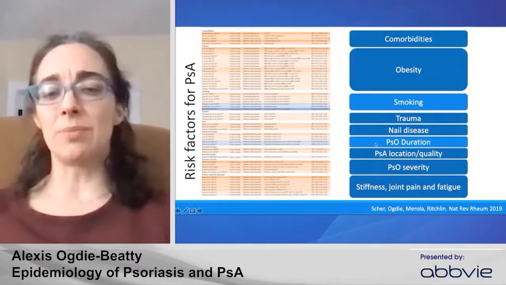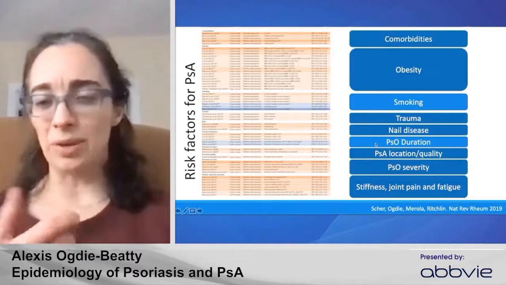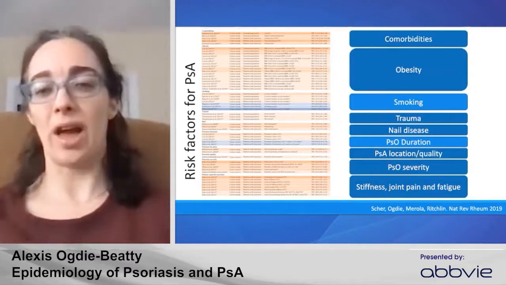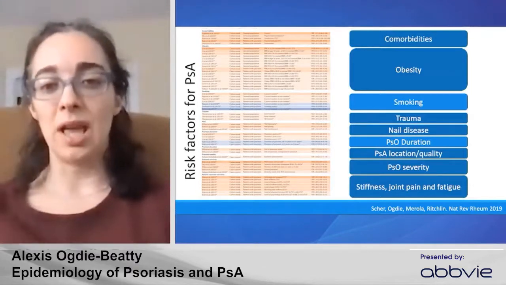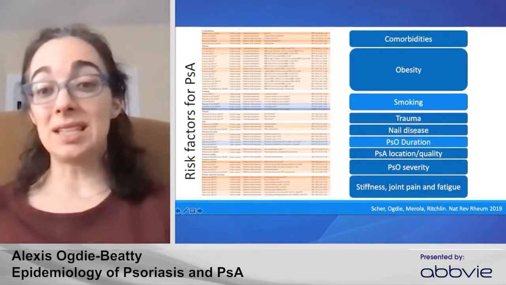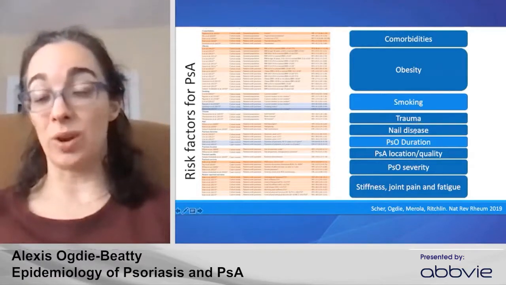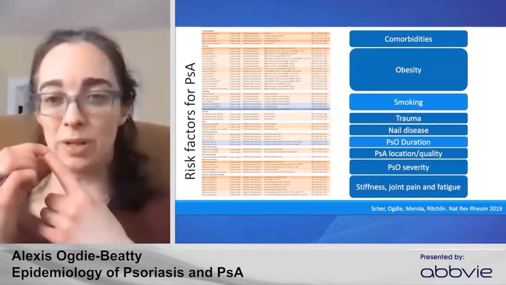Smoking and psoriasis duration, not quite so easily related. Not quite sure about that, not linear relationships for sure. And then nail disease is a risk factor for psoriatic arthritis. That might be because there's an enthesis right below the nail there.